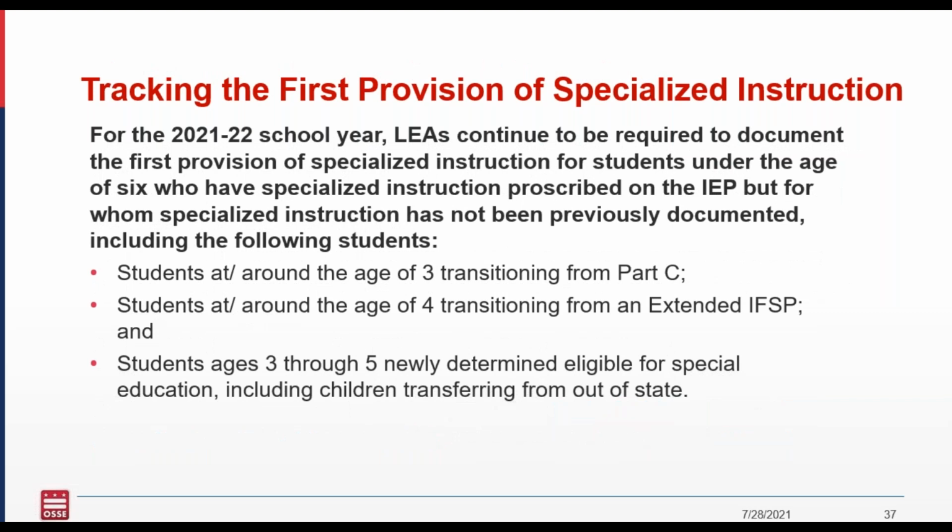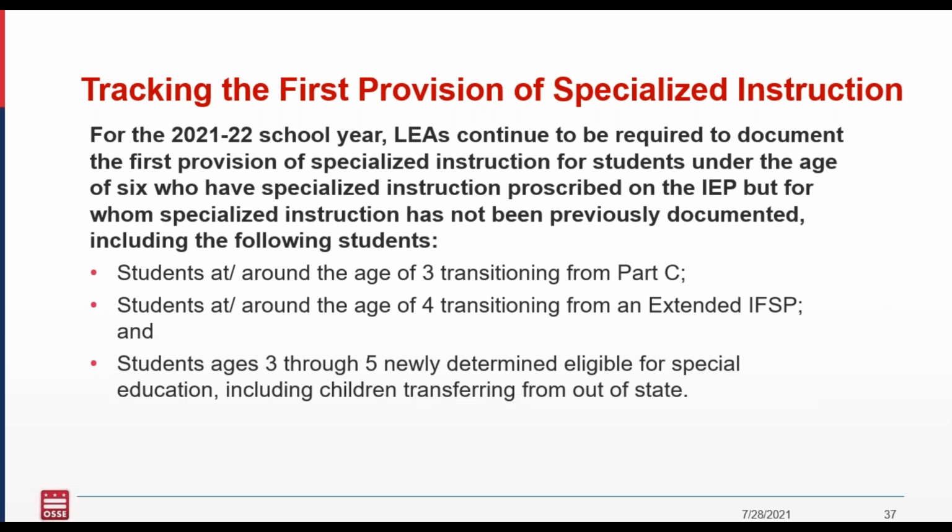As part of your obligation to implement the child's IEP by the 3rd birthday, LEAs are required to document the first provision of specialized instruction for children under the age of 6 who have specialized instruction prescribed on their IEP, but who have not previously received it. So if it's a student's first IEP, you must document the first provision of specialized instruction. If it is their first IEP where they are changing from a speech-only IEP to an IEP that has services and specialized instruction that is not specifically speech, you also must document that.